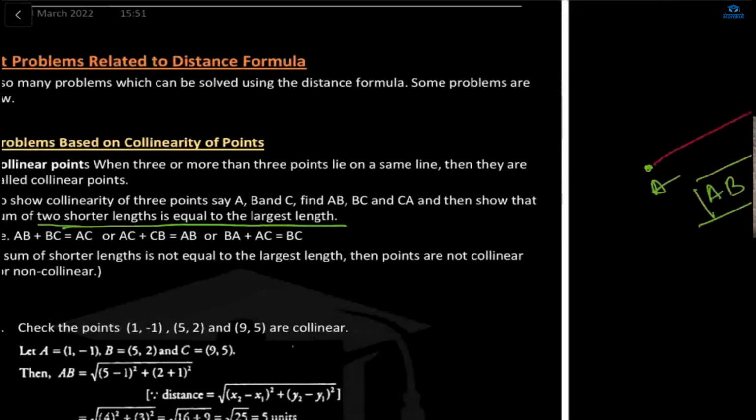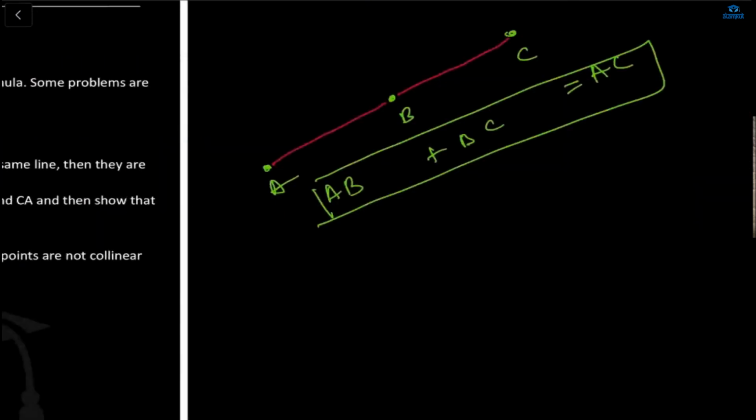Why I am highlighting that the shorter lengths equal the larger length is because sometimes you can see that the order A, C, and B can be there. So the larger length is what? AB. The C can lie inside AB. So the larger length is AB. You have to add the 2 smaller lengths and then it should be equal to the larger length.